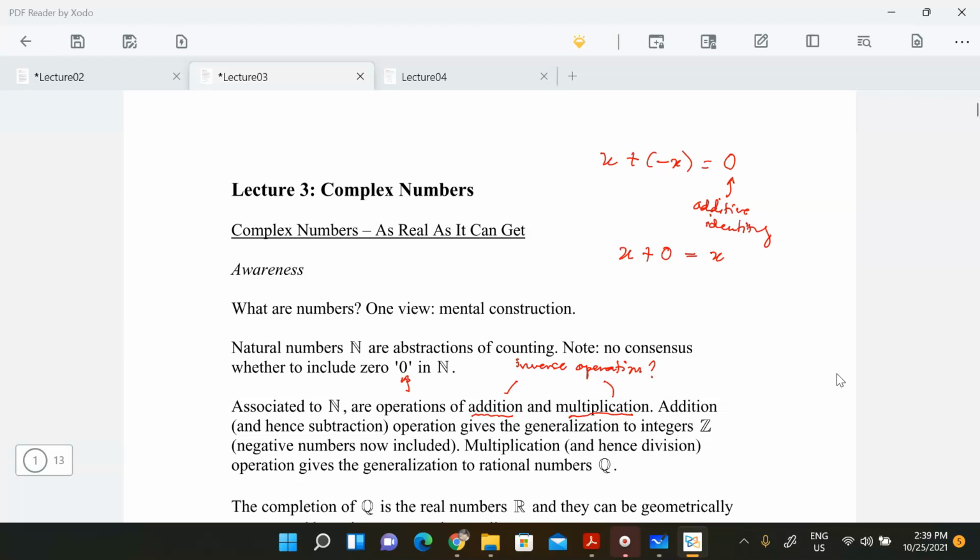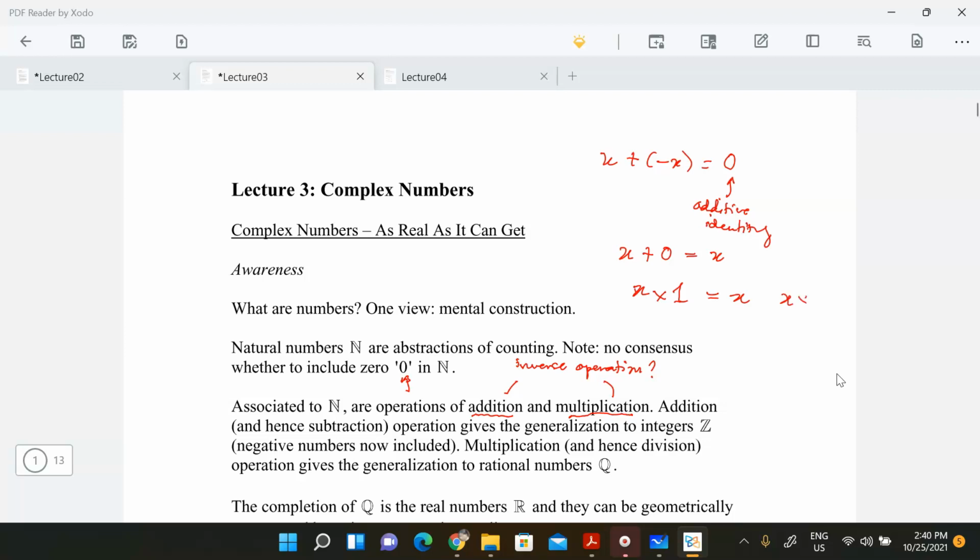Now there is another identity, which is a multiplicative identity. You multiply x with 1, you get back x. So you can see the analogy here. Here is the additive identity, 0. Here is the multiplicative identity. Now, to see an inverse operation, you must find a number in such a way that when you add it, you get the additive identity. Just like multiplication, for example.